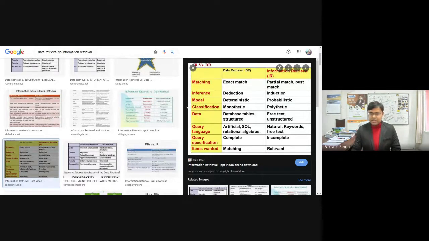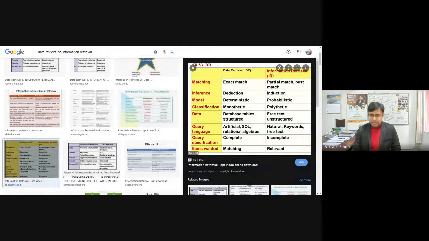Now, there is a parameter called model, which model you will be using. In the case of data retrieval, it is deterministic, very precise, very exact, and in the case of information retrieval, it is probabilistic. How much that particular document, that information object, is closer to the user query. So you will associate some probabilistic estimation of matching, of closeness, similarity, right? All these measures will be used when we perform information retrieval, right?